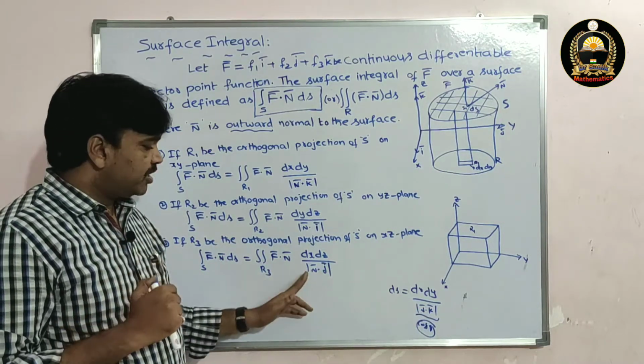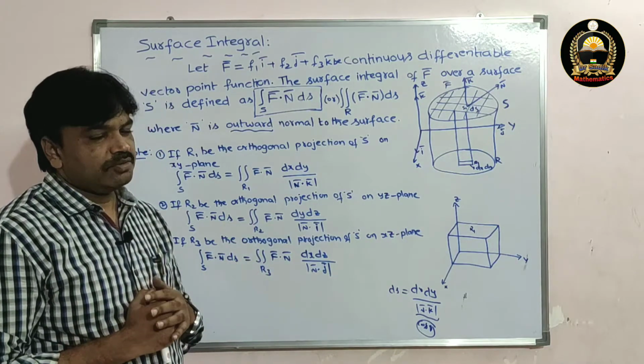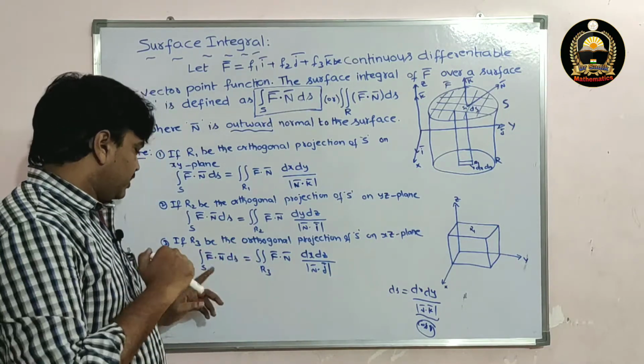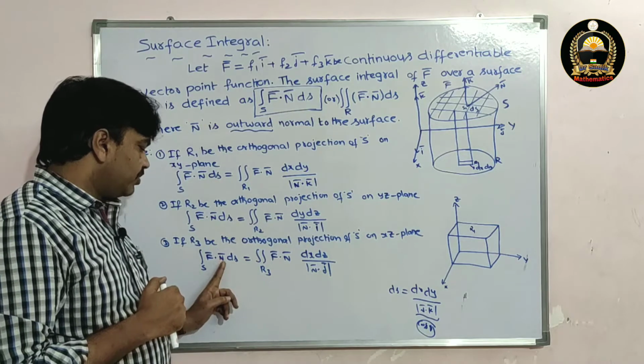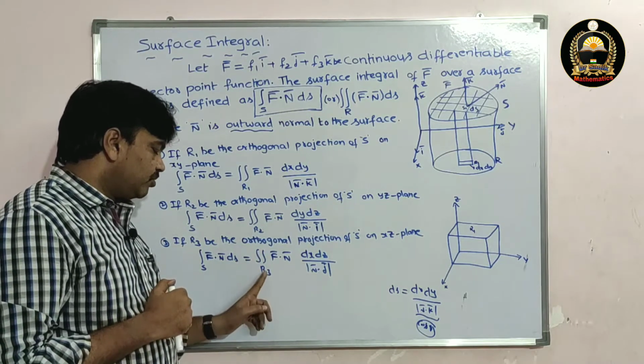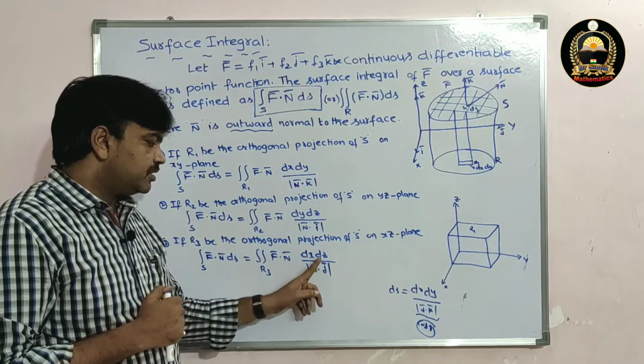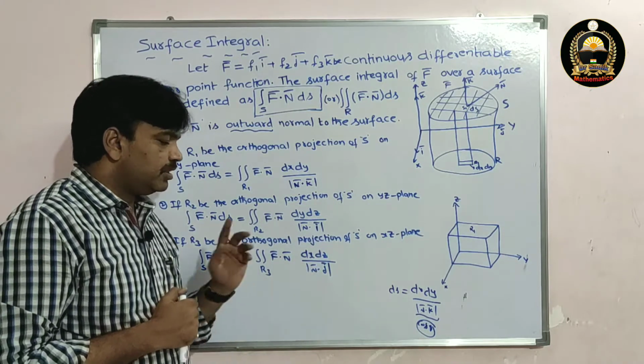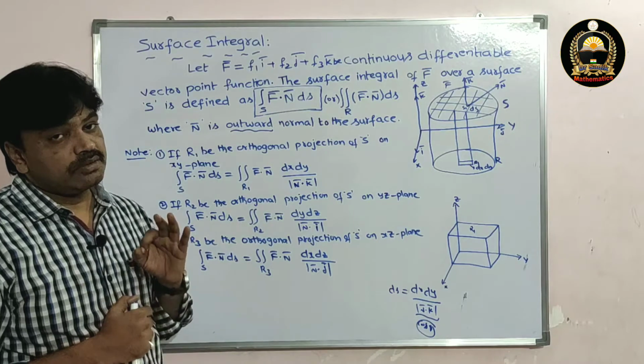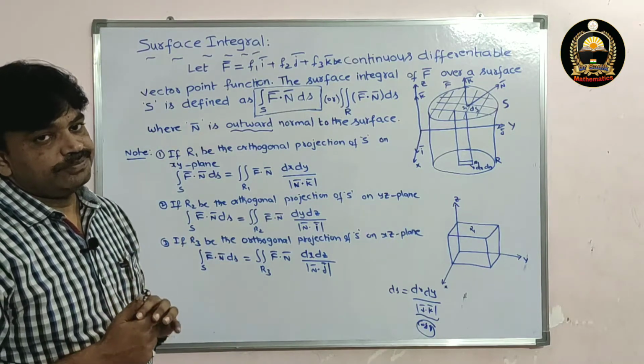What is the denominator, students? Modulus of n bar dot j bar. So the surface integral over S of f bar dot n bar ds is equal to the double integral over R3 of f bar dot n bar dx dz by modulus n bar dot j bar.